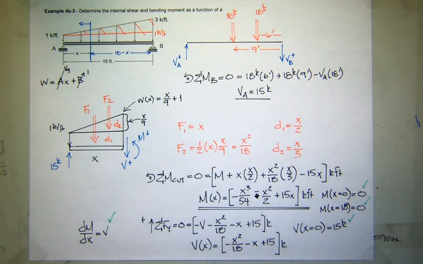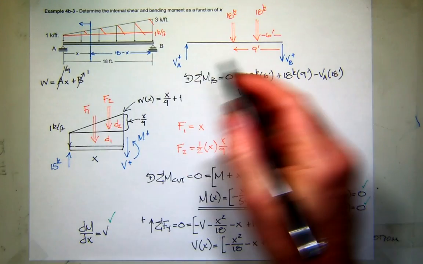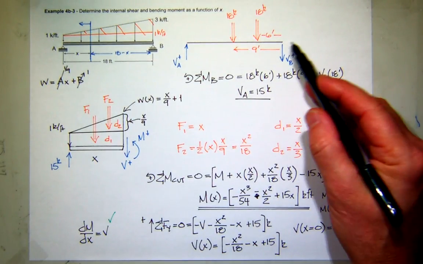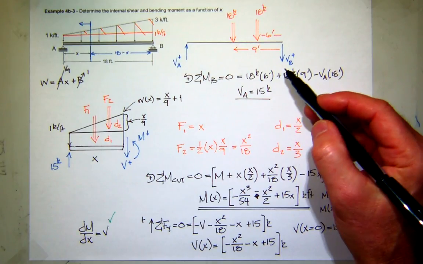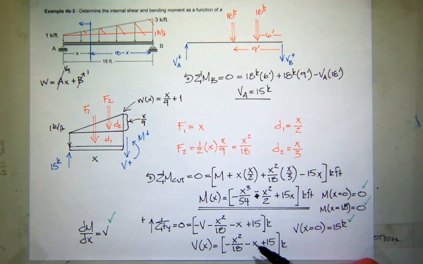What is the shear at B? Well, we didn't solve for it. We never solved for By, did we? But our equation should tell us. So if I put in x equal 18 there, I should get the shear for B. I don't have anything to check with because we didn't do the calculation.